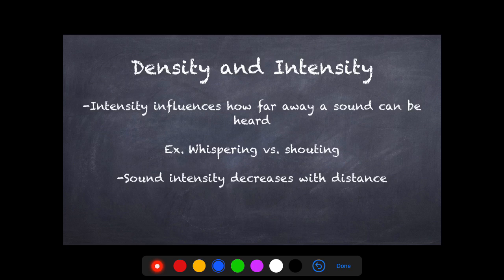Okay, intensity influences how far a sound can be heard. So whether you are whispering or shouting, you are going to have a difference in intensity, because if you are farther away, you are going to have less sound intensity. A person who's farther away is heard to be softer than if you were closer to the source, then it's going to sound louder.